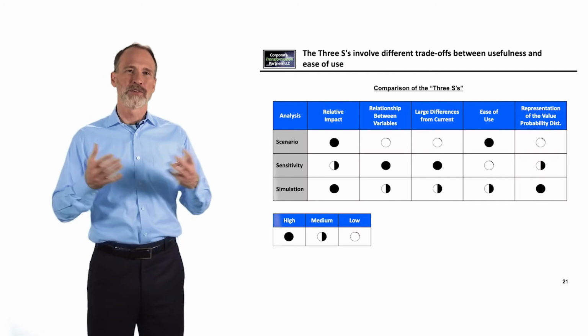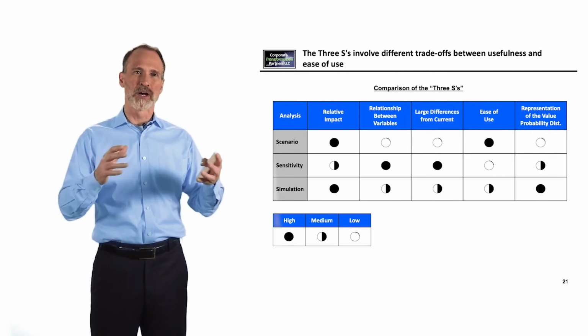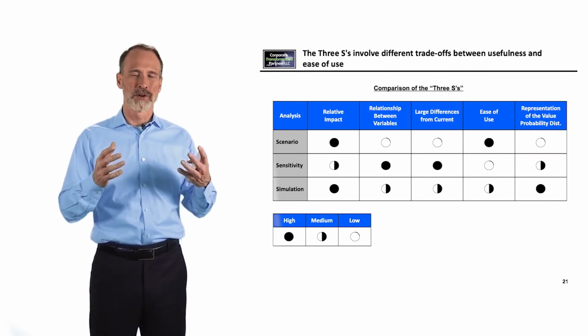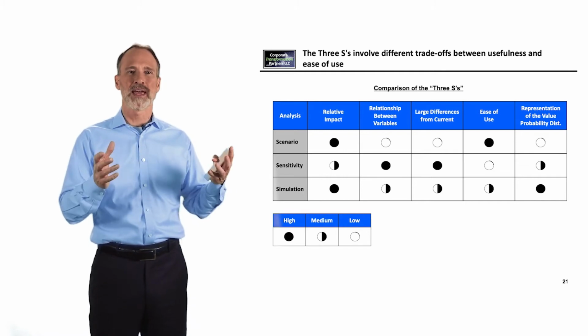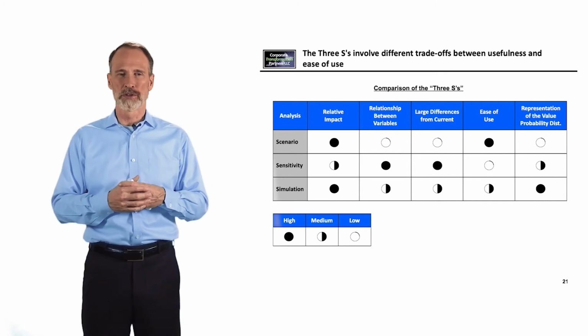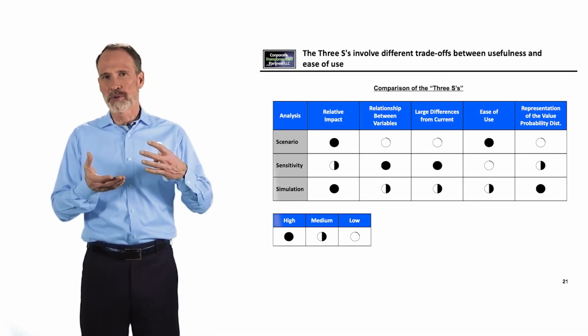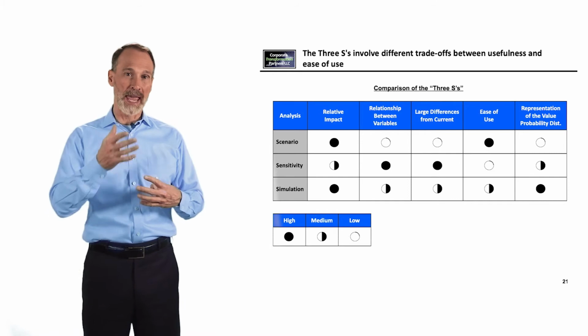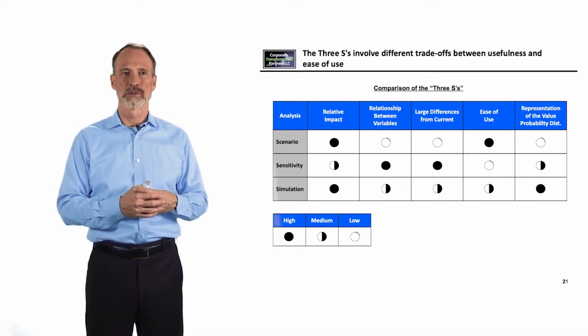So let's summarize what we've talked about with respect to the 3 S's. First, sensitivity analysis is fantastic for assessing the relative impact of variables, and it's super easy to use. But it doesn't tell you anything about the probabilities of the company actually assuming each one of those values.